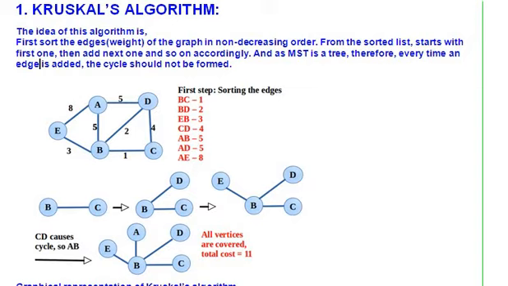weight. So we continued with BD, and next is your EB, and we won't go for CD because CD causes a cycle. So AB. So all vertices are covered. We need to cover all the vertices with the least possible cost. So the total cost is 11.